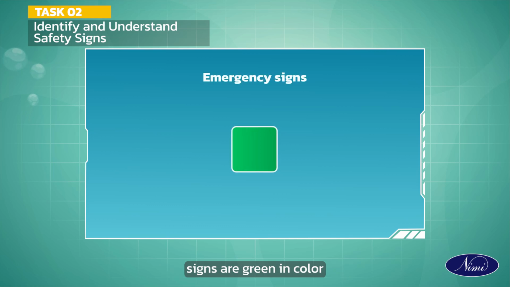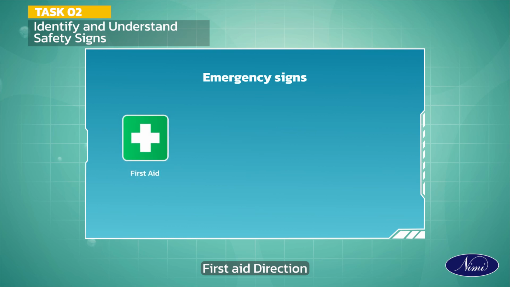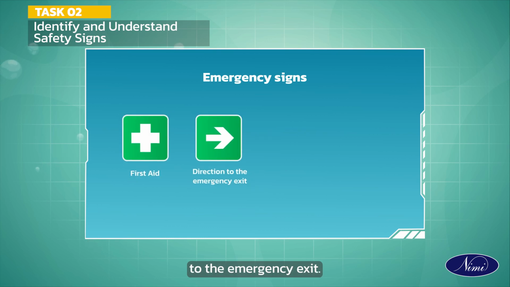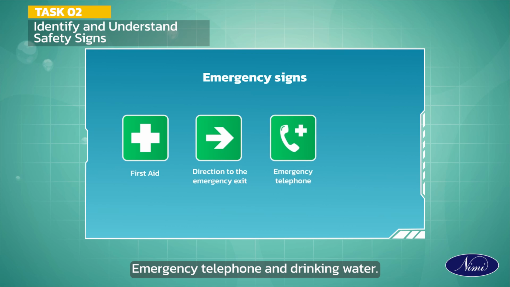Emergency signs are green in color and used to indicate the nearest location of or directions to emergency related facilities. A few examples are first aid, direction to the emergency exit, emergency telephone, and drinking water.